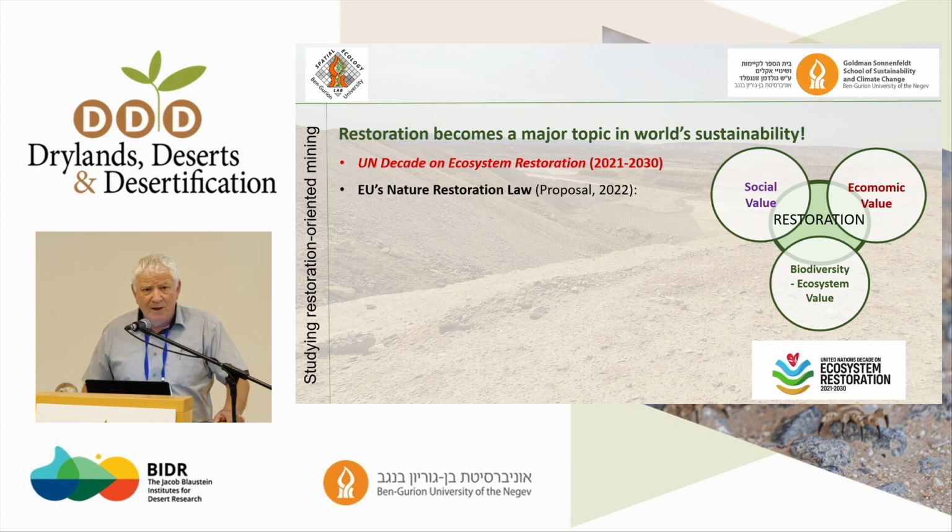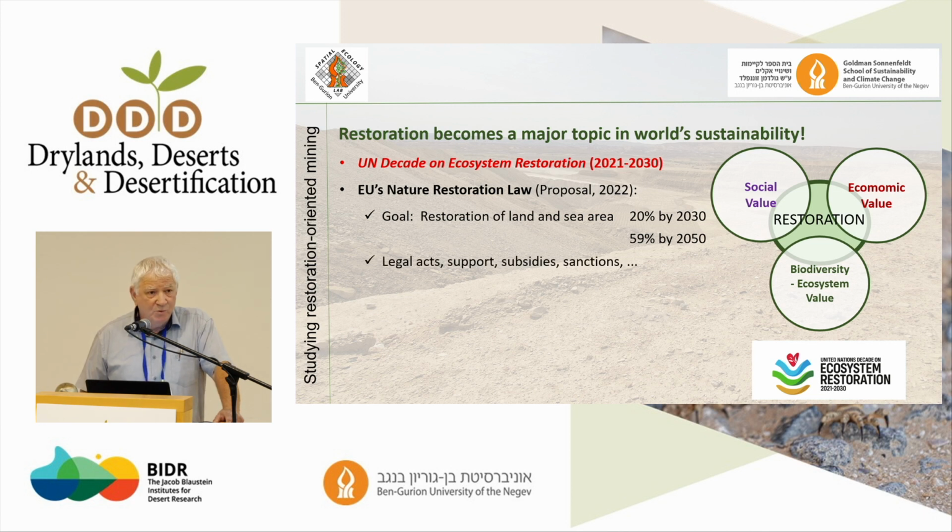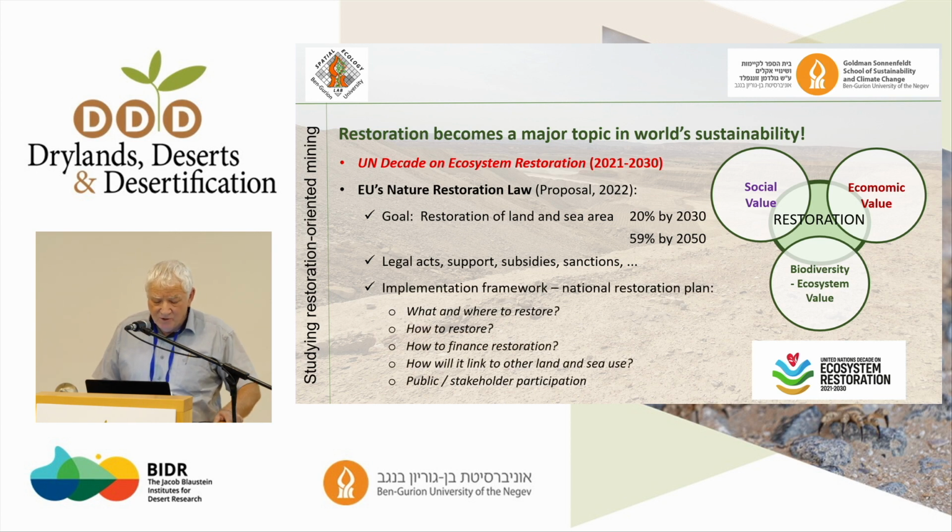Something very interesting, and we might want to be aware of it because it comes with resources and new calls and new opportunities in the next few years. The EU just came with a proposal recently, and we're waiting to see what the Council will decide about the nature restoration law. The idea is to restore land and sea area by 20% by 2030 and 59% by 2050. And this comes with legal acts, support, subsidies, sanctions, a lot of resources.